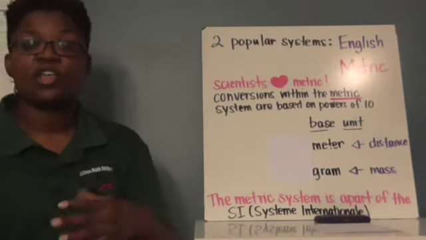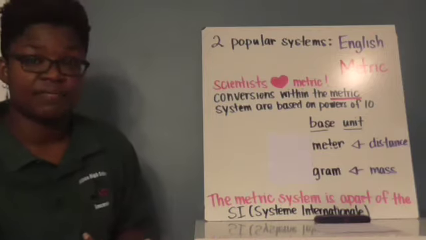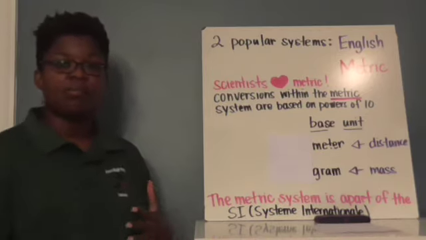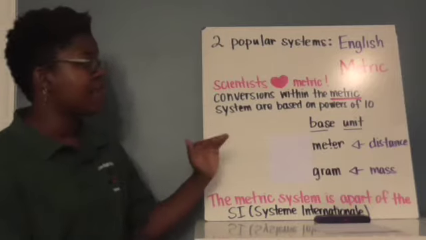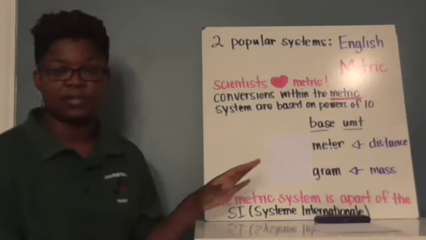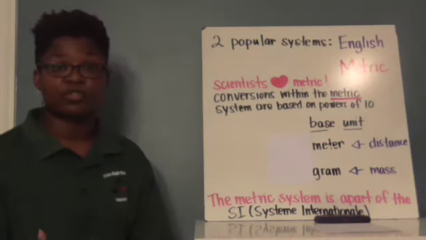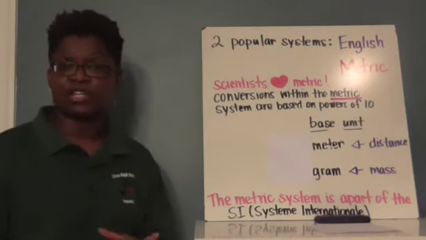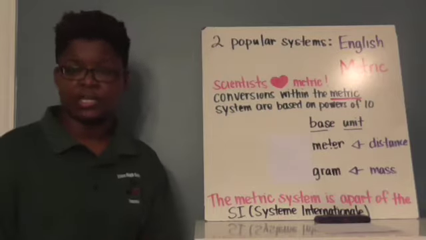Now, there are 2 popular systems for measuring things. The first one is the English system. If this is a little bit too small for you, you may want to blow it up. But the English system and the metric system are the 2 systems that are popularly used. The English system is the one that you're most familiar with. The English system is inches and feet and yards. Strangely, not really used in England anymore.